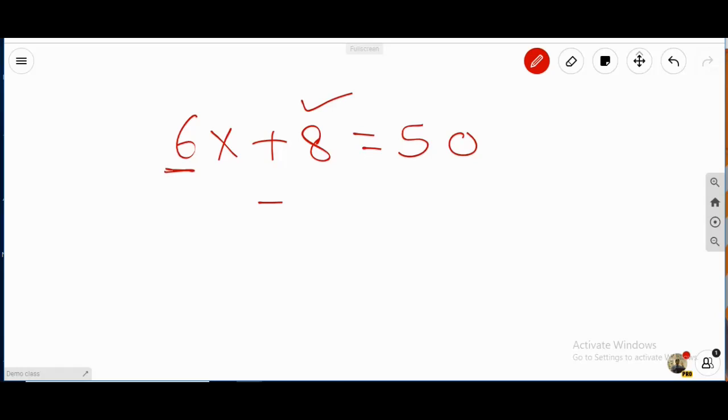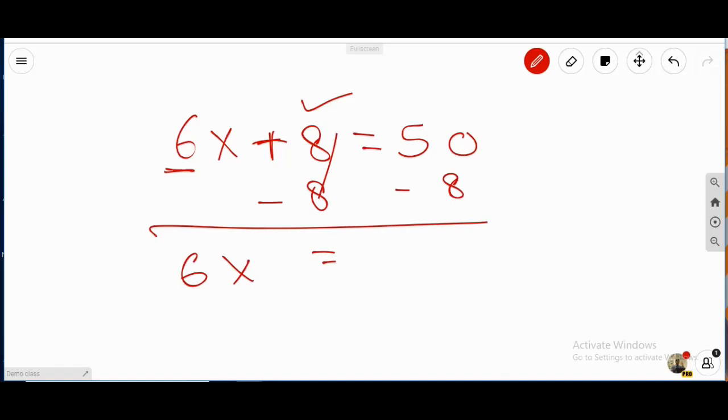A number by itself is a constant. So first step is to eliminate the constant. So I am undoing the addition sign by subtracting 8 on both the sides. So then I would get 6x equals 50 minus 8, which is 42.